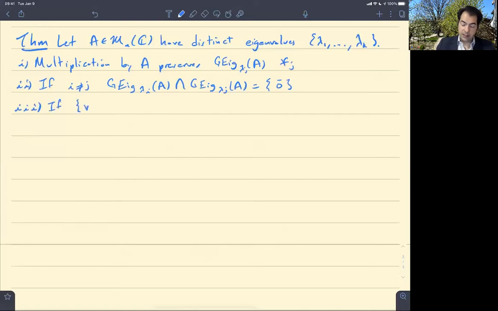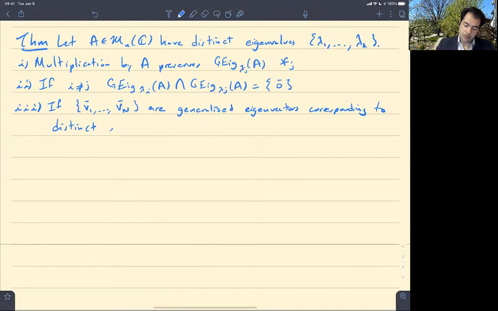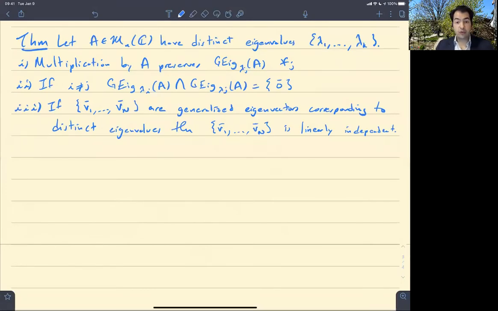Right? We can generalize that: if you have some set of vectors, and these are generalized eigenvectors corresponding to distinct eigenvalues, then this set is linearly independent. Okay, so just like we saw before that eigenvectors corresponding to distinct eigenvalues form linearly independent sets, so too generalized eigenvectors corresponding to distinct eigenvalues.